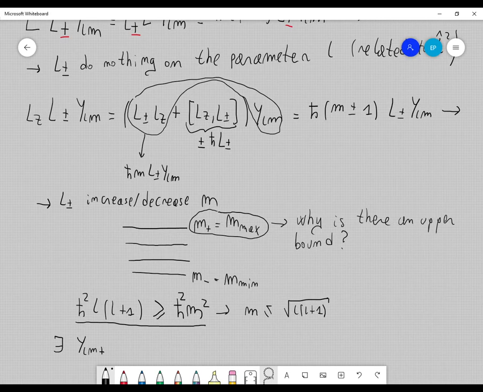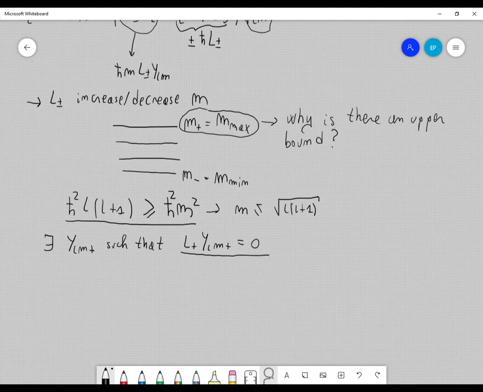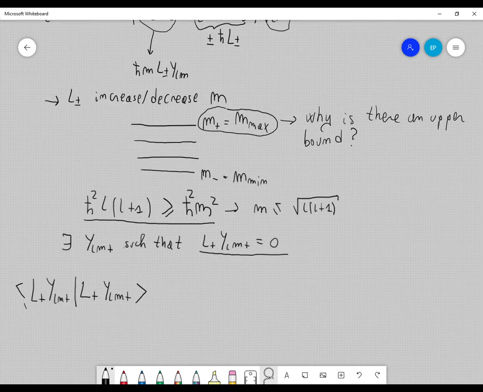There exists a state Y_{L M+} such that when I act with L plus on Y_{L M+}, I will get 0, because L plus in this case will annihilate that state. Let's find something else which is also meaningful. If I take L plus Y_{L M+}, I will get 0, but I would also get 0 if I take the dot product with another quantity. For example, let's take the dot product of Y_{L M+} with L plus Y_{L M+}. So this quantity here is still equal to 0, because the state is by itself 0.